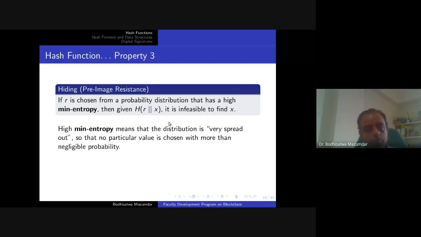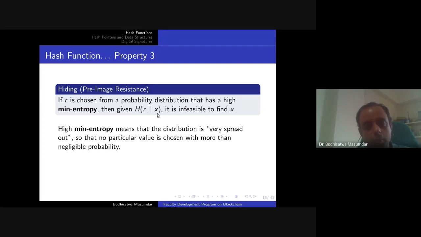So a high min-entropy means that the distribution is very spread out, so that no particular value is chosen with more than a negligible probability. That means you cannot guess which is the next value that will be chosen, because the probability of choosing a particular value will be very small. Hence an attacker cannot predict. Even if he observes the n samples that have been chosen, he cannot predict what the next sample would be. That is the importance of a high min-entropy distribution.